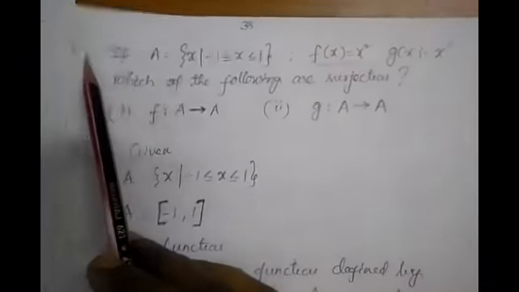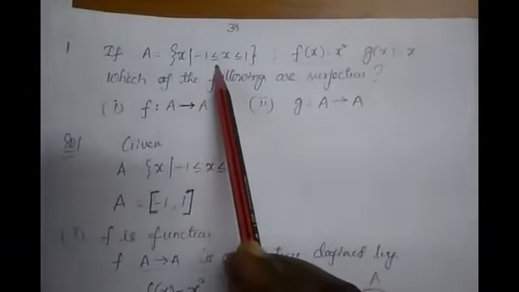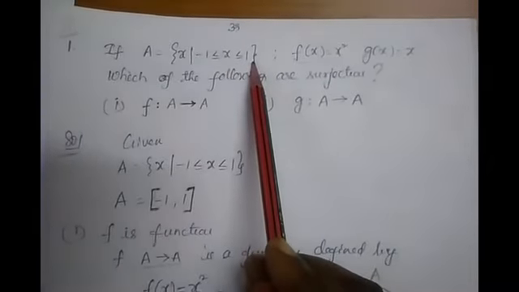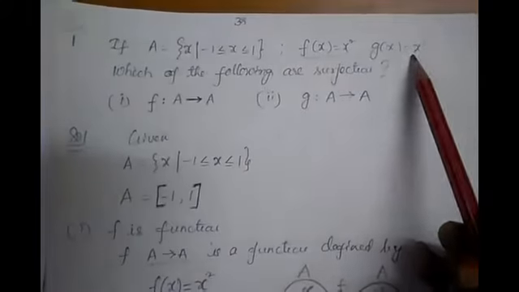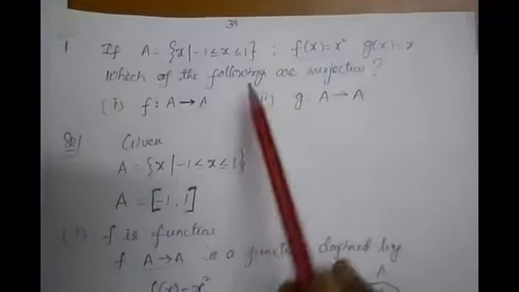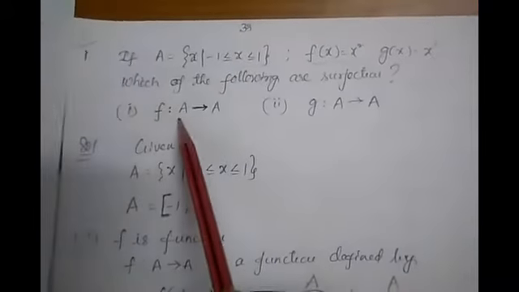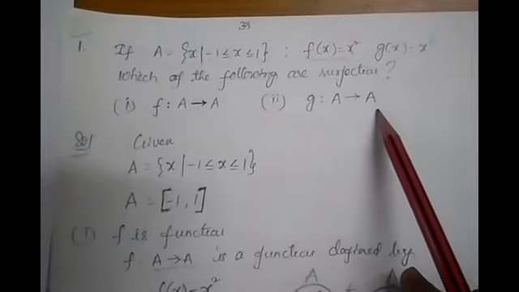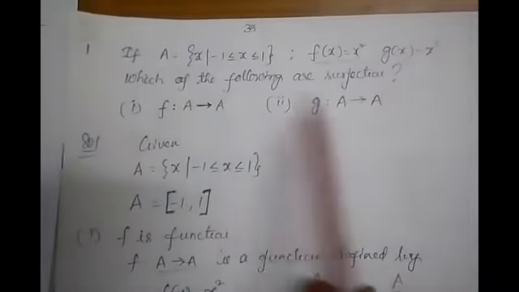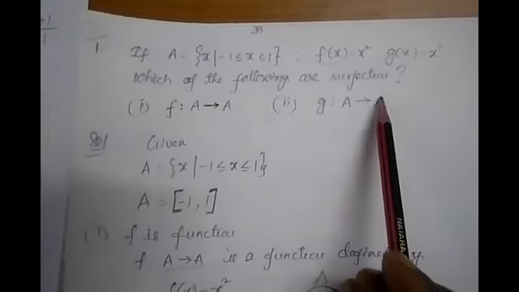Second Roman, first problem. If A equals the set of all x such that minus 1 less than or equal to x less than or equal to 1, f of x is equal to x square and g of x is equal to x cube, which of the following are surjections? F from A to A is a surjection, or G from A to A is a surjection. We have to verify whether F is a surjection or G is a surjection.